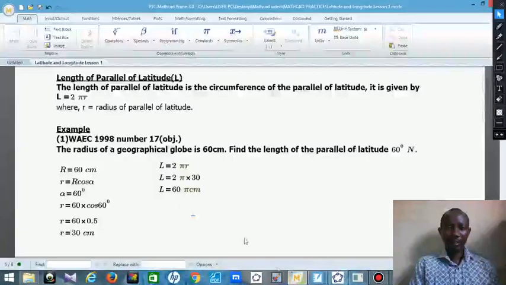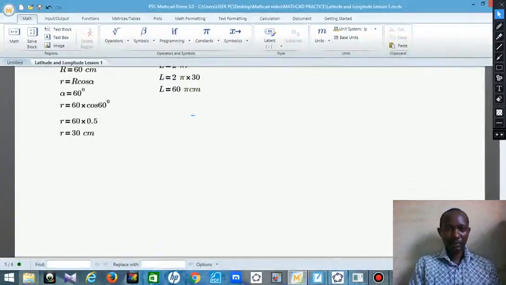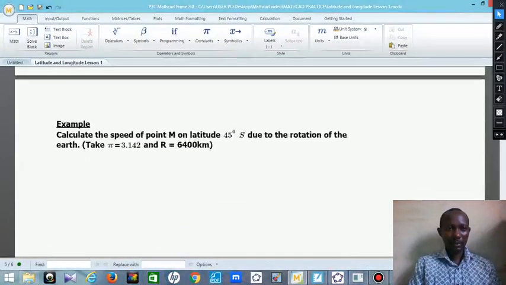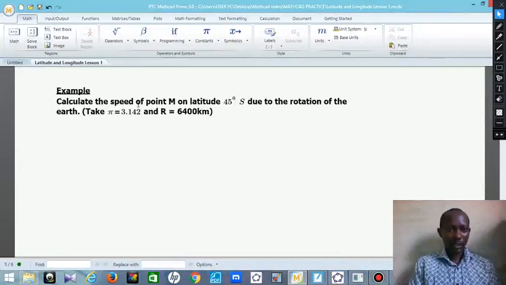It's very, very important. So before we go, let's try another example. Let's look at this example. This one is also a good one for practice.